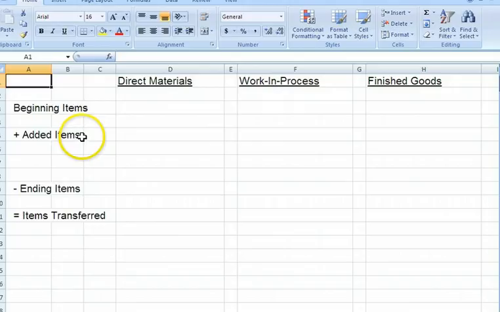Some items get added to that, and between the items that we have at the beginning of the period in this particular part of the factory and any items that were added, only one of two things can happen. We assume we either still have them in our part of the factory at the end of the period, or they got transferred on to the next step in the manufacturing process. So we'll show you a little bit about how the mathematical computations work.